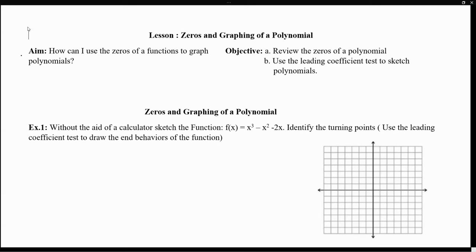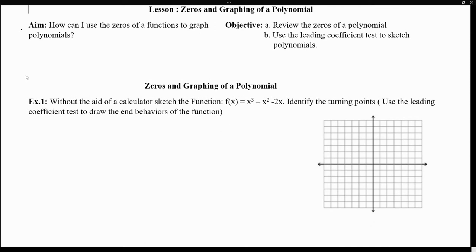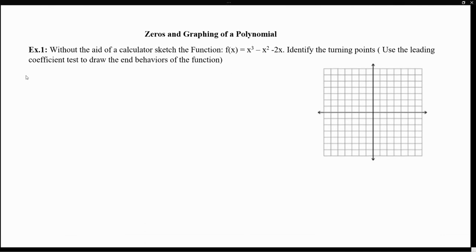Welcome. Today, we're going to be discussing how we can use the zeros and the leading coefficient test to properly graph polynomials. So let's get started. Under example 1, it states, without the help of a graphing calculator, let's try to sketch the function x cubed minus x squared minus 2x. Now let's try to identify the turning points, and we will discuss what they are in a second.